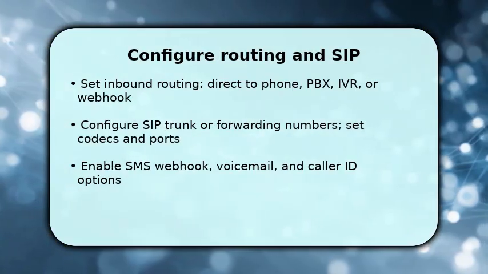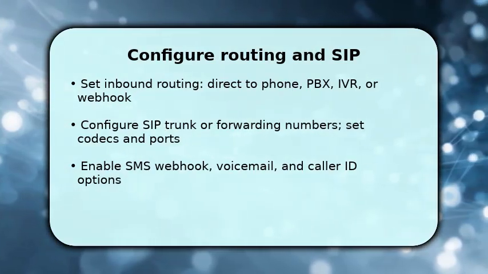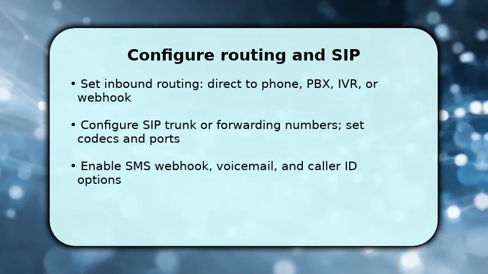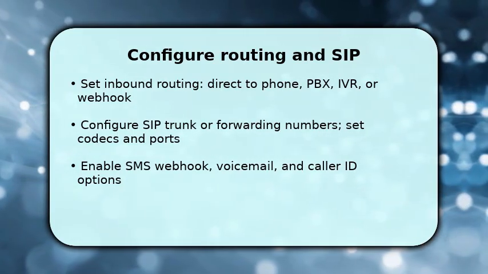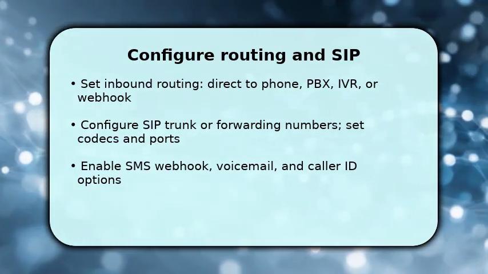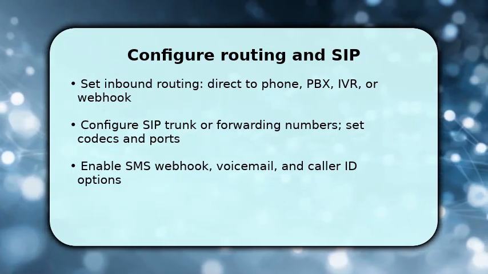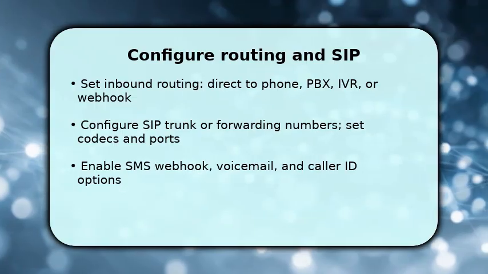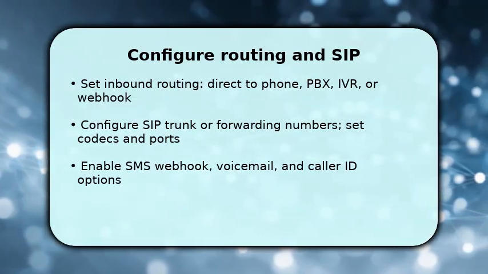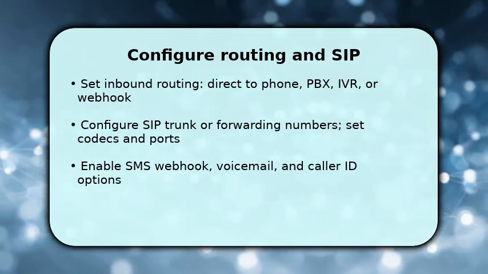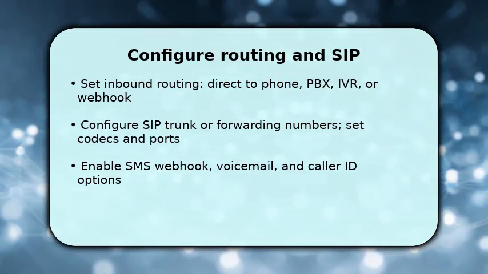Next, you configure how calls and messages flow. In the provider portal, set inbound routing. Send calls to your mobile, a PBX, an IVR, or a webhook URL for apps. Then provision a SIP trunk if using an IPPBX. Enter credentials, gateway IP, allowed codecs, and port rules. Once done, link SMS webhooks and set voicemail handling plus caller ID rules. Make sure to test a call and an SMS to verify routing works before advancing.